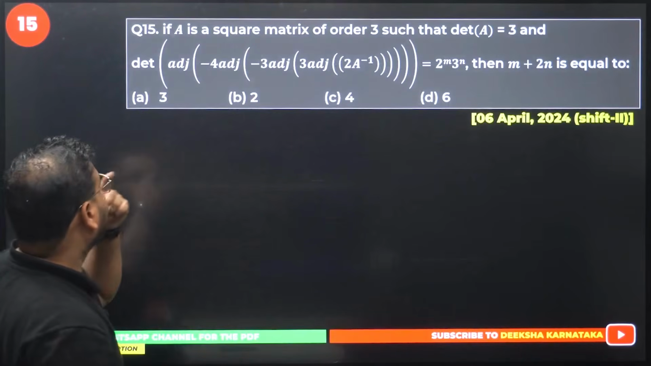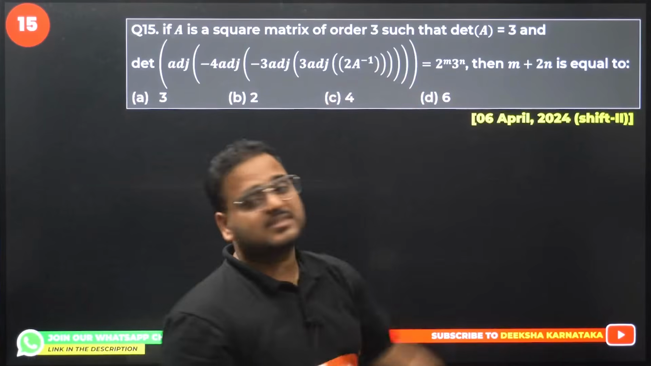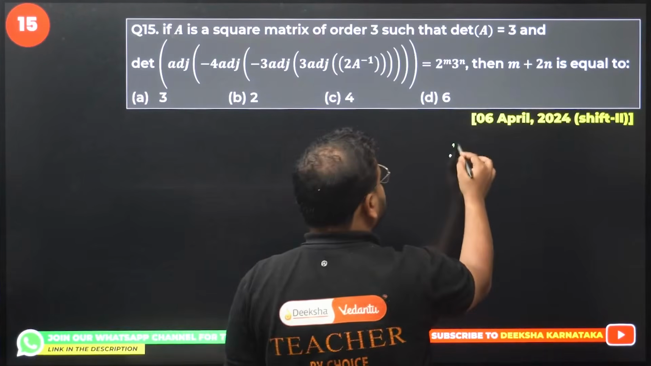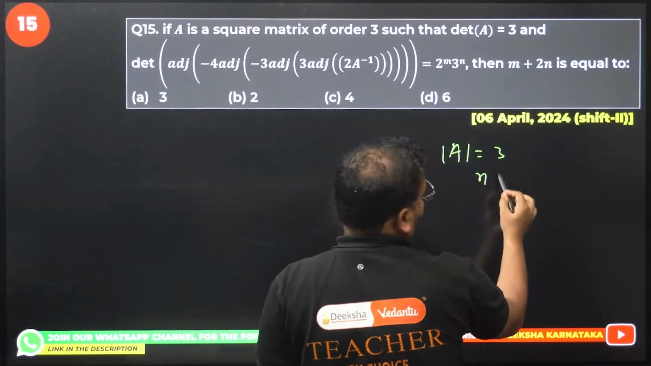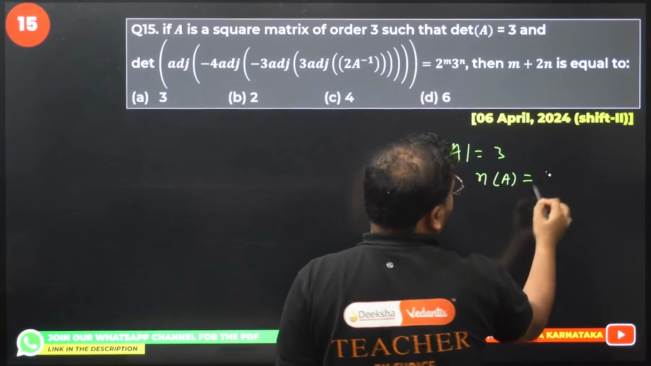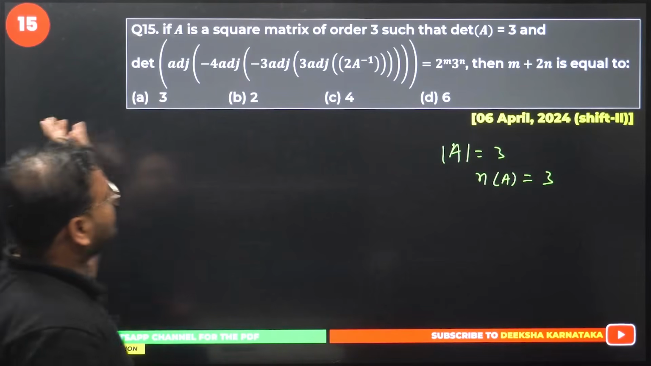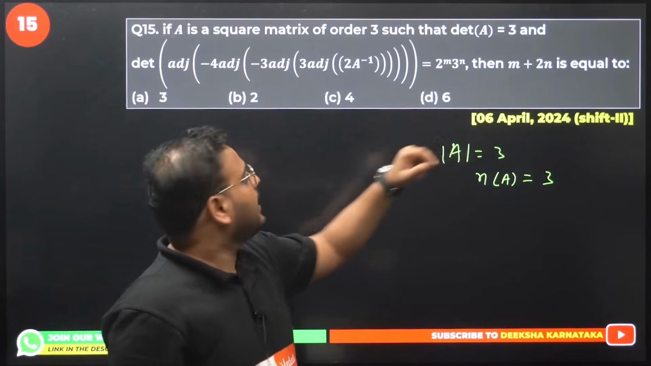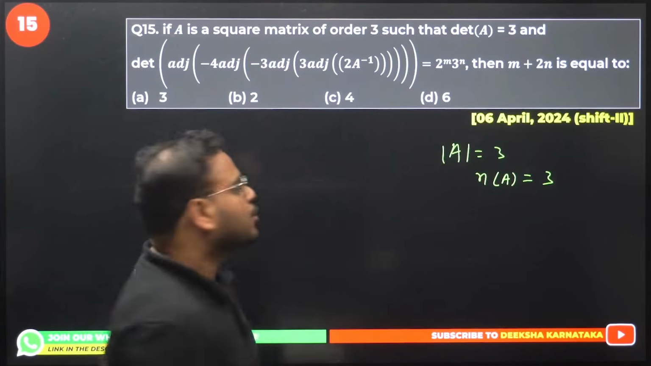Again, we have A is a square matrix of order 3 such that the determinant of A is 3. Determinant of A is equal to 3 and the order of A is also 3. It's a square matrix. Again, we have to find this whole thing. And they're asking you the value of m plus 2n is equal to what?